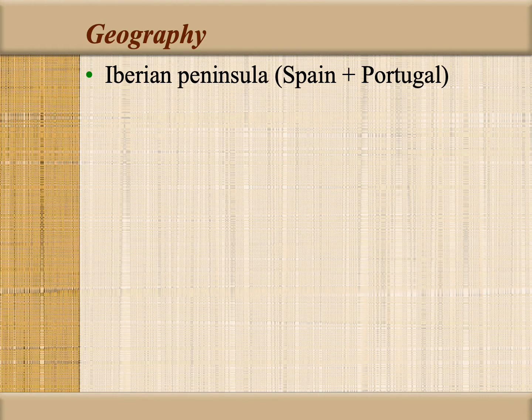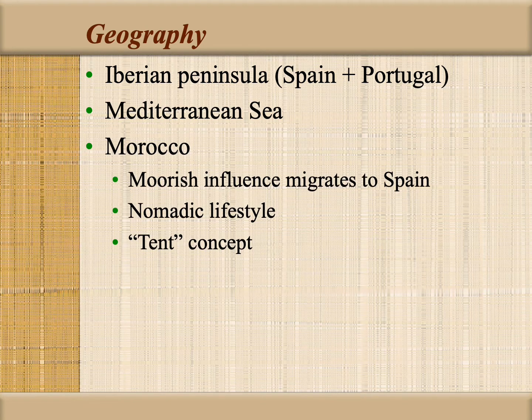All right, now we have a good understanding of the history, so we're going to move on to geography. Spain is located on the Iberian Peninsula right next to Portugal, and this borders the Mediterranean Sea, and it comes down to meet Morocco. So Morocco is where the Moors are going to come from. So they are going to immigrate to Spain, and that's going to influence them quite a bit. And the Moors had a much more nomadic lifestyle, which is where we get that tent concept from.